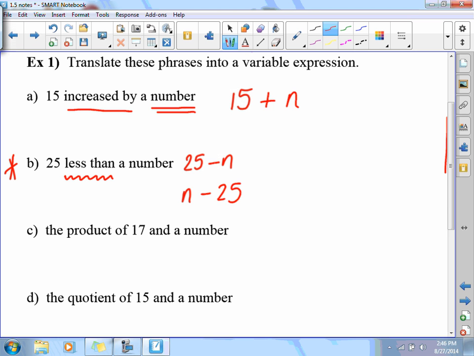So when we look at this phrase, it says 25 less than a number. That implies that we have a number, that we know what it is, and we're taking 25 away from it. So that means I want this expression here. I want n minus 25, not just a word-for-word translation of 25 minus n. So when you see the phrase less than, you kind of have to flip-flop where the actual number 25 is, and where your variable number, the word number, is. Kind of have to reverse your order there.